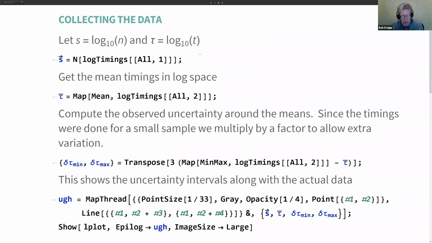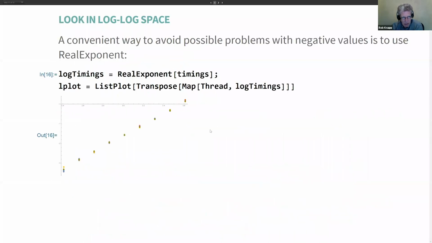Well, the way I would normally do a linear fit is, oh, I'm missing something at the bottom of that slide. Well, maybe not.